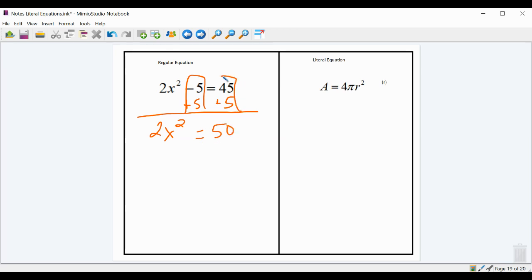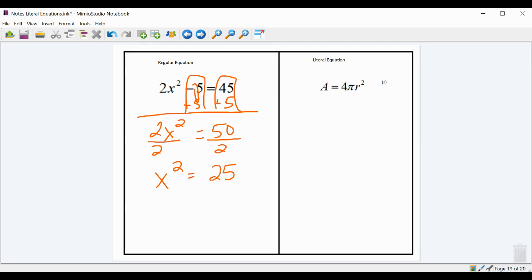Because we're just adding these flashcards up. That one got me 0, so that's isolating that 2x squared. 45 plus 5 is 50. Divide both sides by 2. I get x squared equals 25.